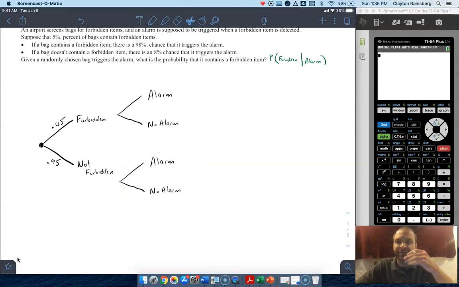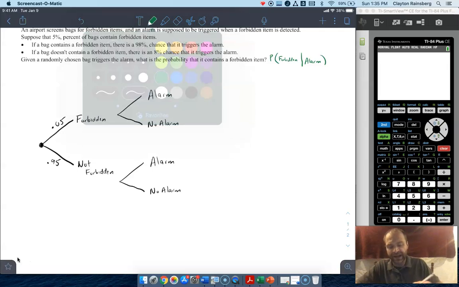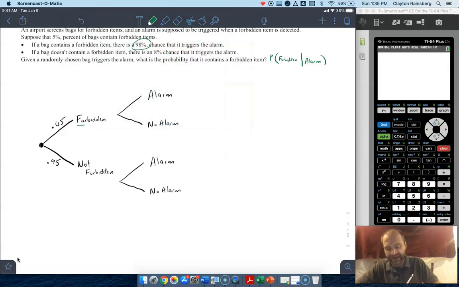Now we're told if a bag contains a forbidden item, there is a 98% chance that it triggers the alarm. So that 98 is for it contains a forbidden item, and there's a 98% chance it'll trigger the alarm. Using the complement rule, there's a 2% chance it won't trigger the alarm. If a bag doesn't contain a forbidden item, there's an 8% chance that it triggers the alarm, and that would go right here. It does not contain a forbidden item, it's got an 8% chance. Again, the complement rule tells me this is going to be 0.92.